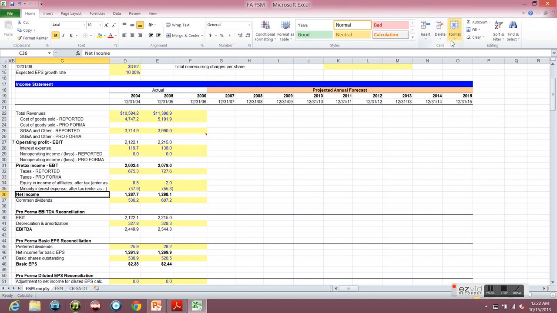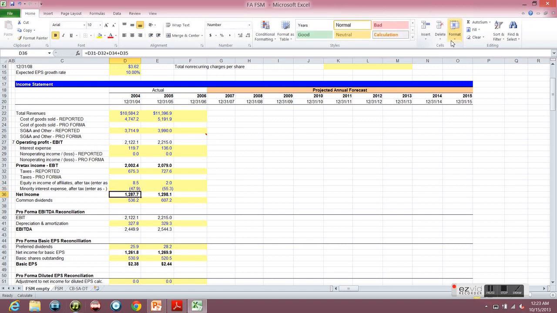So we finally get to our net income, which is basically your pre-tax income, subtract out your taxes, add back your equity, income, and affiliates, and then subtract out your minority interest after tax. You'll notice one thing. If you look at D35, which is your minority interest expense, we're adding that number when I just said you're subtracting. Well, technically we are subtracting, because whenever you have parentheses in this box, that means the number is negative, as we can see here.